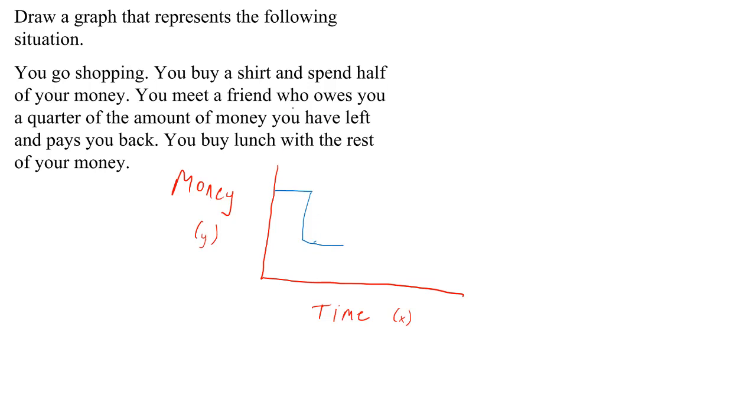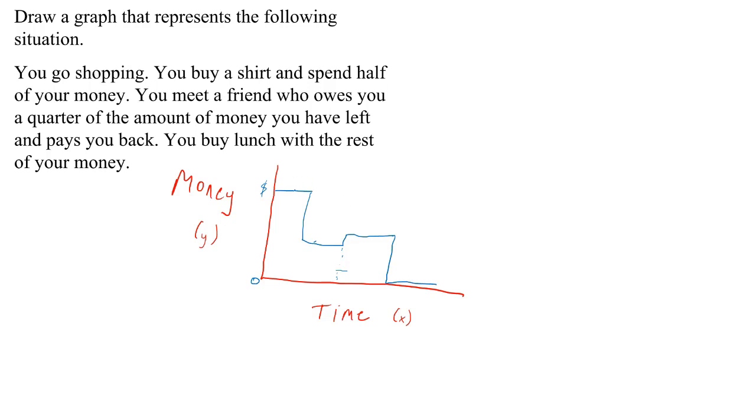But then you meet a friend who owes you a quarter of the amount of money you have left and pays you back. So you have this much money left, right? So this is $0. This is the total cash you started with. They owe you a quarter of that money back. So you're going to go up just a little bit, and you're going to hang out there. And then you buy lunch with the rest of your money. So you go down to 0.